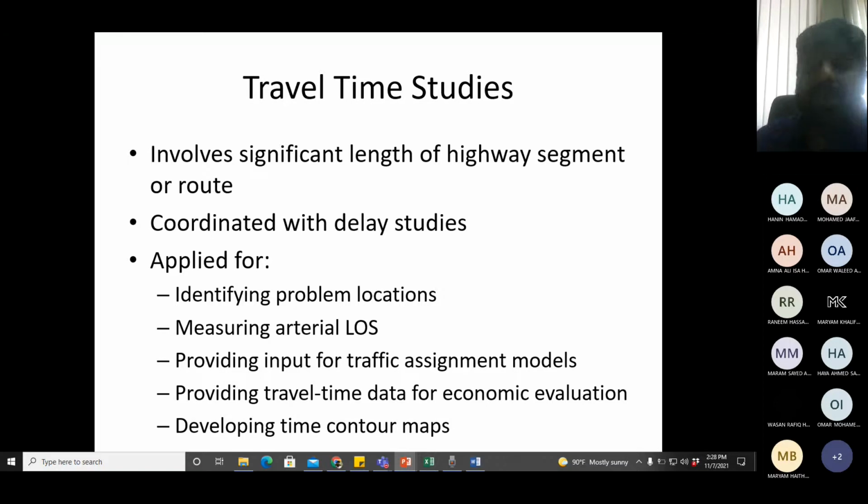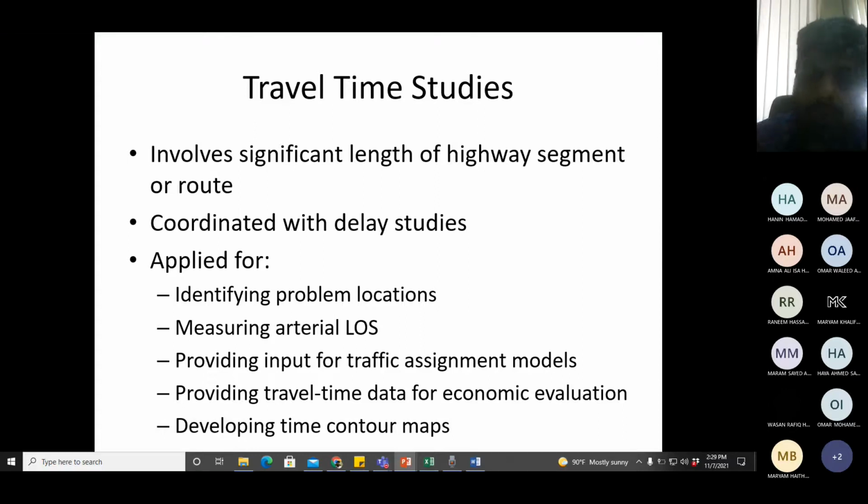Travel time can be used as an input for traffic assignment models. What are traffic assignment models? These are models or equations which tell you the proportion of trips between two areas on different highways.